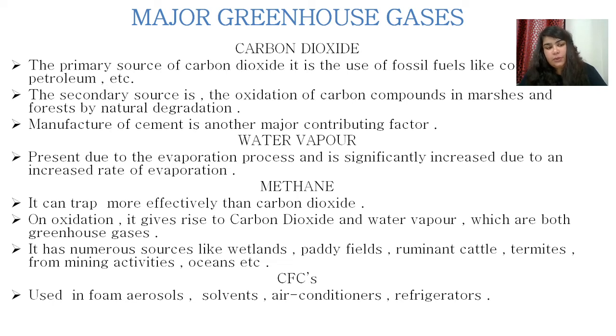Then we speak about water vapor, which is present due to the evaporation process and is significantly increased due to an increased rate of evaporation, right? Then we speak about methane. What happens with respect to methane is it can trap more effectively than carbon dioxide, right? On oxidation as well, it gives rise to carbon dioxide and water vapor, which are both greenhouse gases, right? Also, methane has numerous sources like wetlands, paddy fields, ruminant cattle, termites, mining activities, oceans, etc.